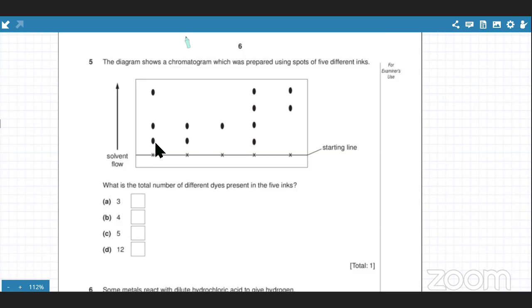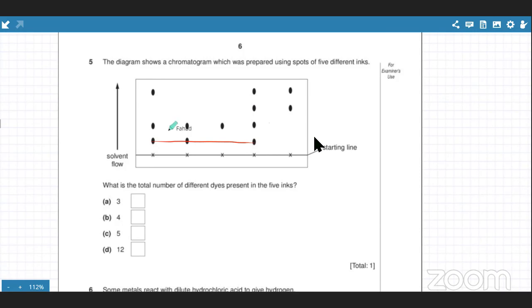Now, in chromatography, the distance traveled by the dye indicates the identity of the dye. So if dyes travel the same distance, for example, these dyes over here, they are traveling the same distance. So I'm going to connect them with a line. Look at these dyes, they're all traveling the same distance. That indicates that these dyes are basically the same dye because they have exactly the same solubility and they travel exactly the same distance.